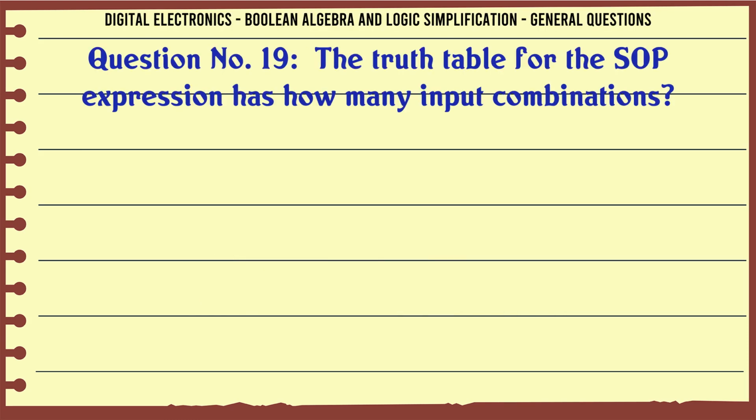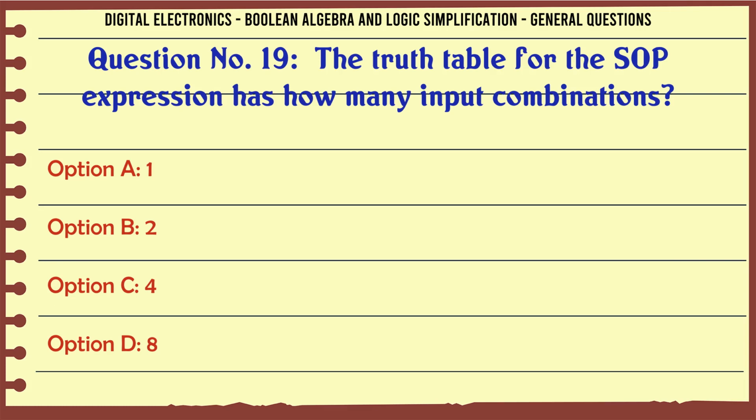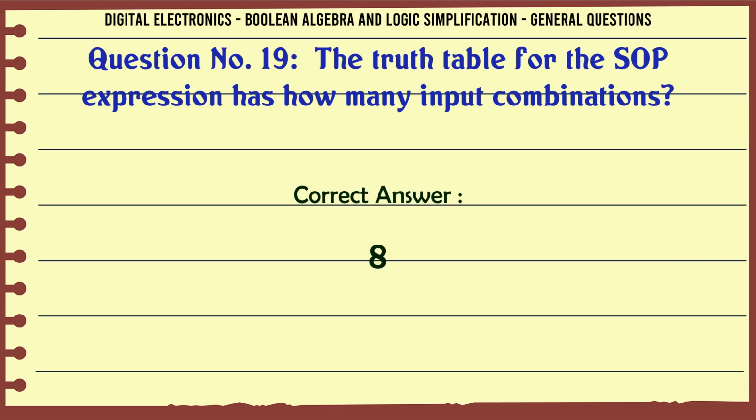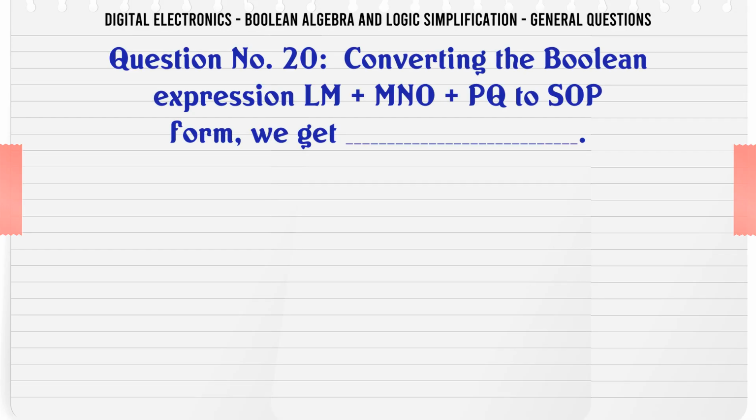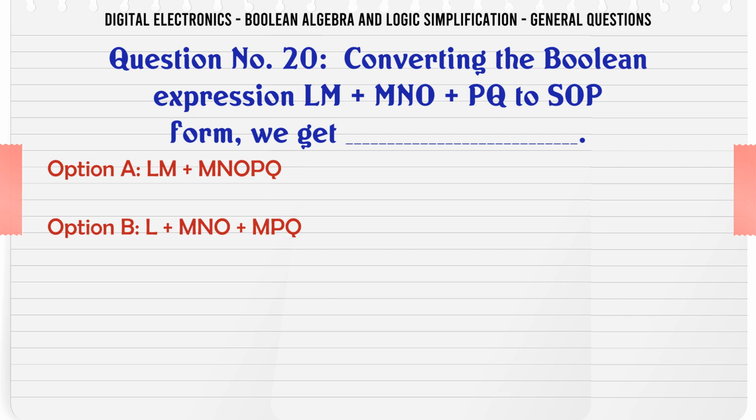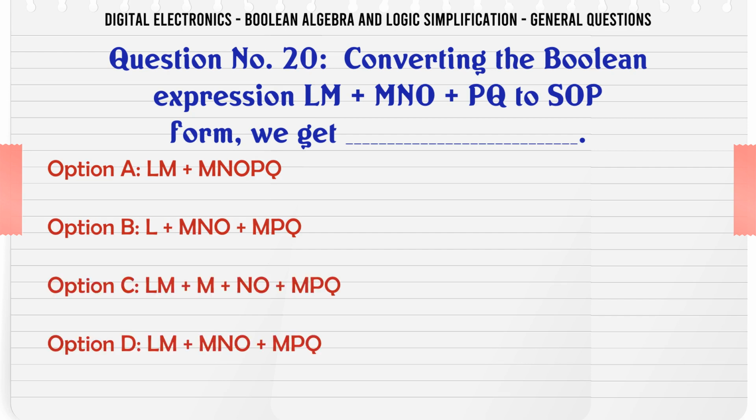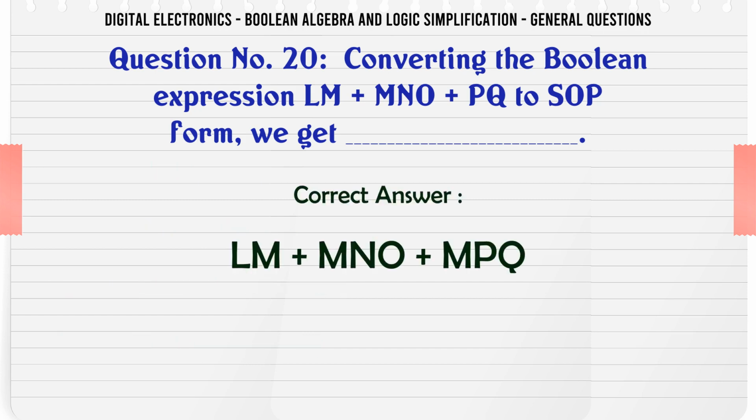The truth table for the SOP expression has how many input combinations? A, 1, B, 2, C, 4, D, 8. The correct answer is 8. Converting the Boolean expression LM + MNO + PQ to SOP form, we get A, LM + MNO + PQ, B, LM + MNO + PQ, C, LM + MNO + PQ, D, LM + MNO + PQ. The correct answer is LM + MNO + PQ.